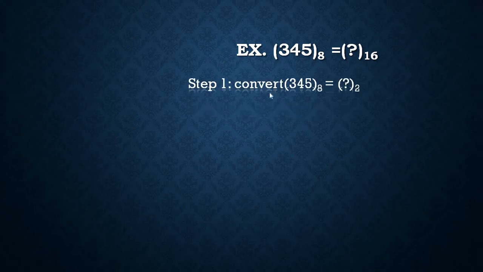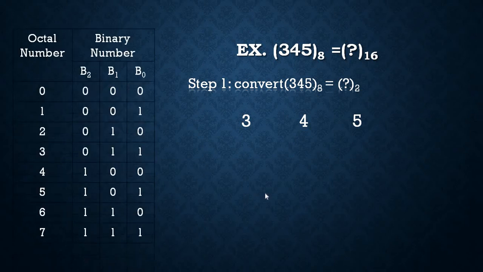Now we take one example. The example is 345 to the base 8, how to convert into base 16. The first step says convert 345 to the base 8 into binary. For that purpose we first write the separate digits as 3, 4 and 5. For each one we have to find the binary number, so again we use the relation table of octal and binary number systems.